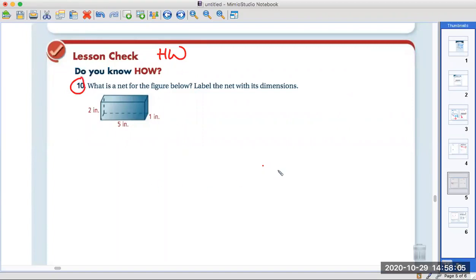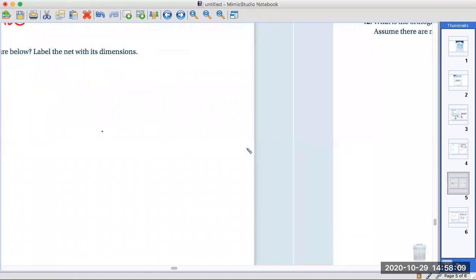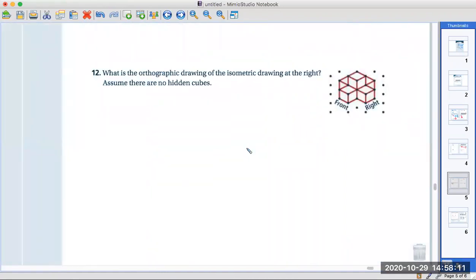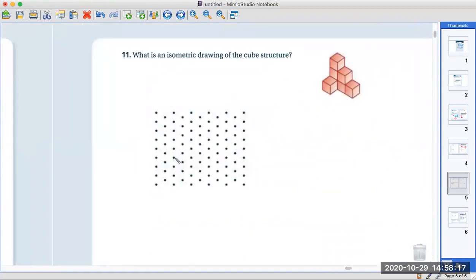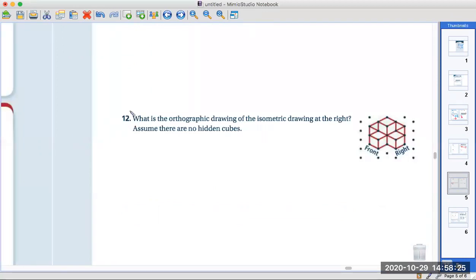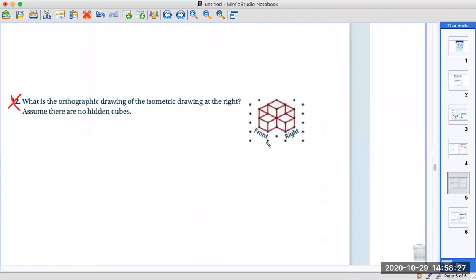Okay, so what I need to see here is a net, and the numbers have to be correct. The second question is number 11. You're going to make an isometric drawing of this shape in here. Okay, look in the example again. And then you can skip number 12. I found that a little too weird.